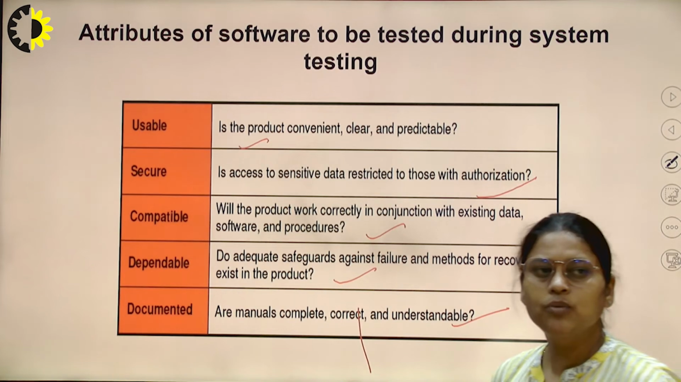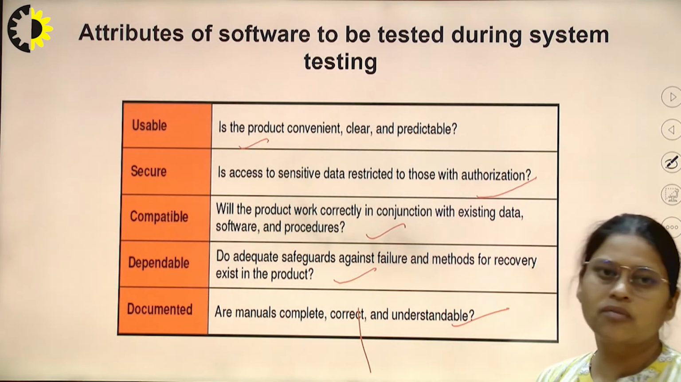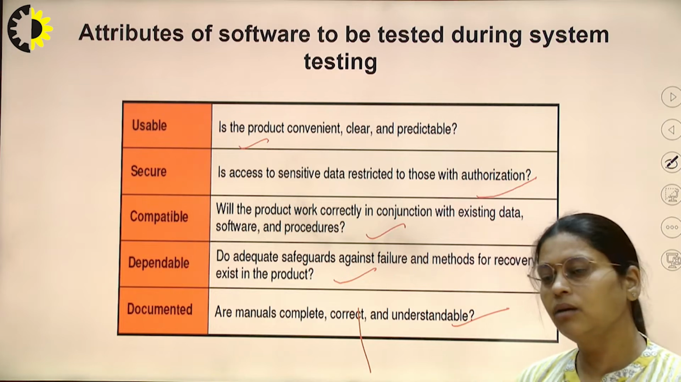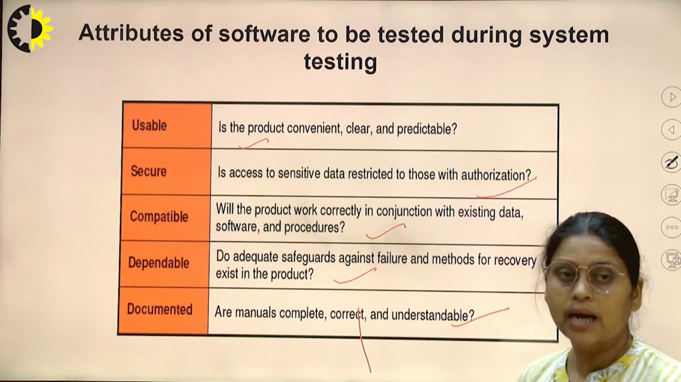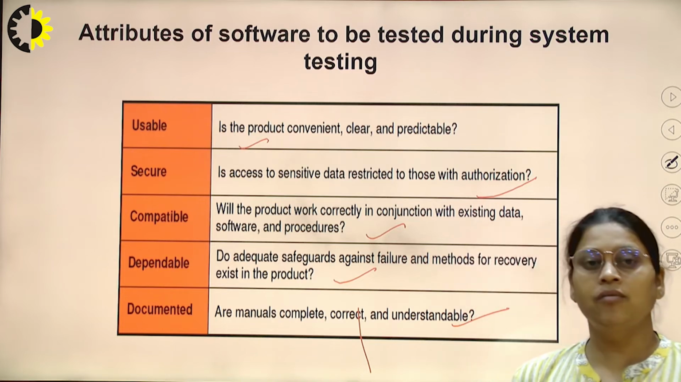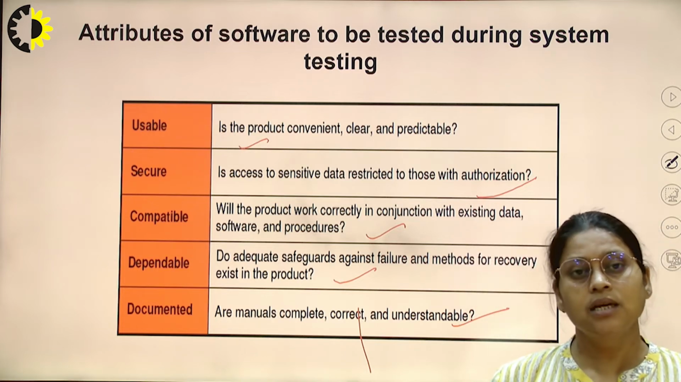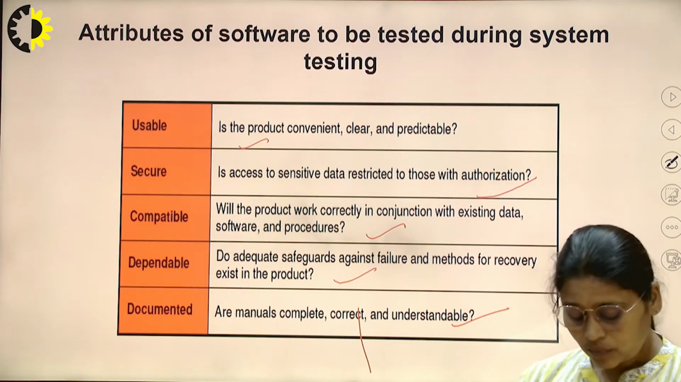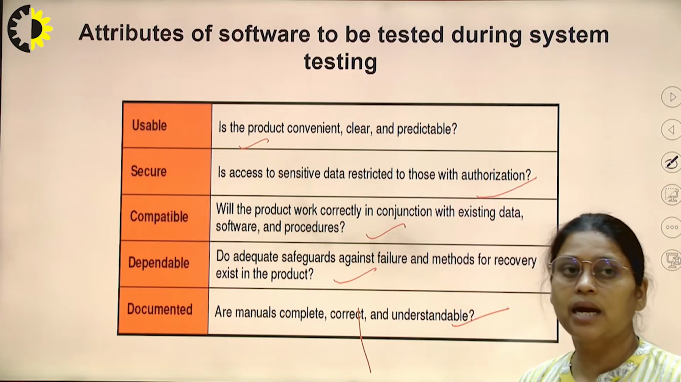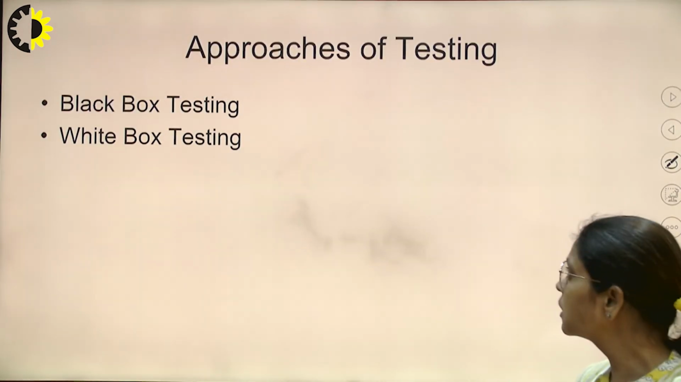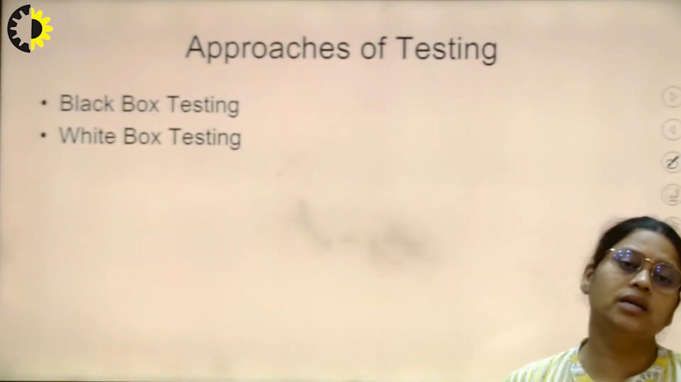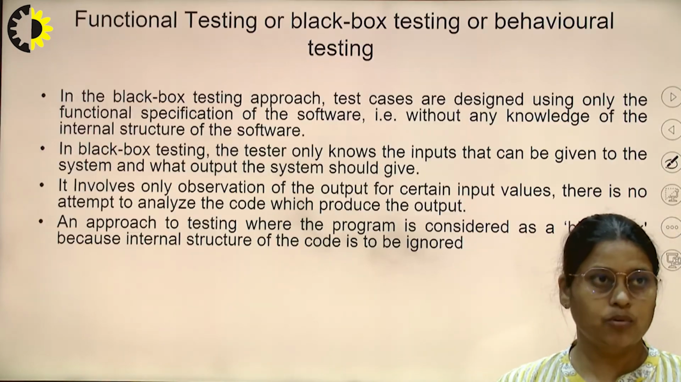Once we have completed all the levels of testing, now we will discuss what type of software design strategies are available for checking the software. Basically, there are two types of strategies available, which we have discussed now: one is the black box testing approach and another is the white box testing approach.